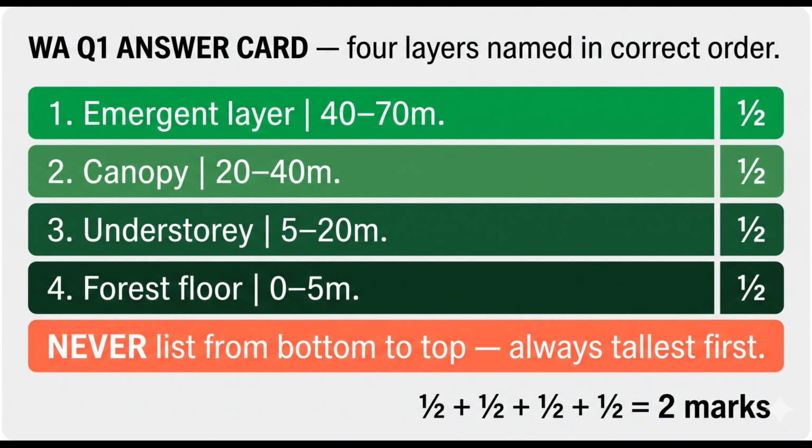Always start with the emergent layer at the top. Never list from the forest floor upward. The question says tallest to shortest, so your answer must go emergent, canopy, understory, forest floor. That sequence, every time. All 4 in the correct order earns full marks. Simple recall, but only if you know the direction the question is asking for.